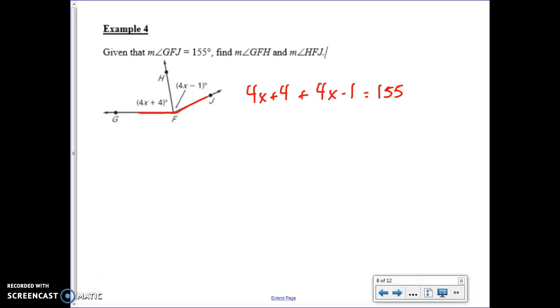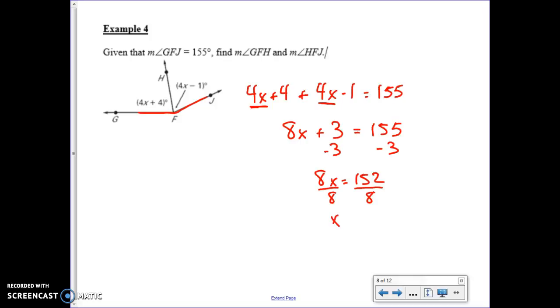Now, since these are on the same side, I'm combining like terms. So 4x plus 4x gives me 8x. And then plus 4 minus 1 is 3 equals 155. Then I'm going to subtract 3 from both sides. So 8x equals 152. Going to divide by 8 on both sides, and 152 divided by 8 gives us 19.